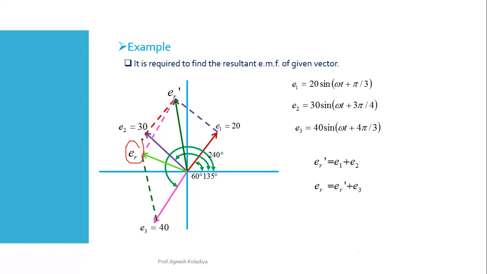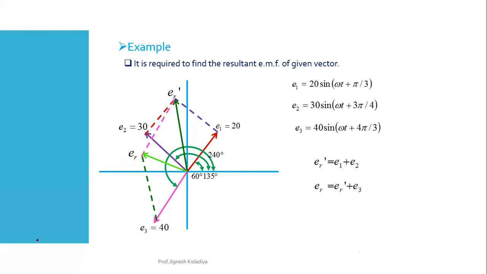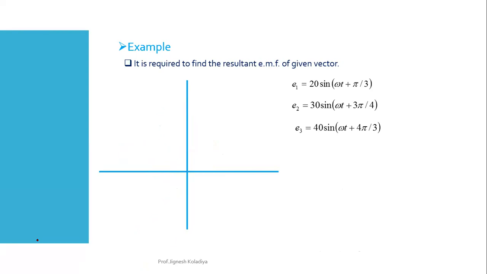For that, I will give you the numerical later. But right now, just look at the procedure. Let me repeat it again. First of all, from the equation, you have to draw the vectors with respective position.